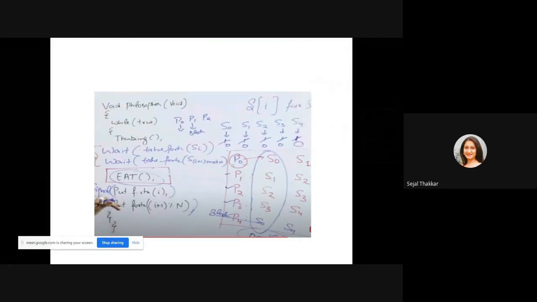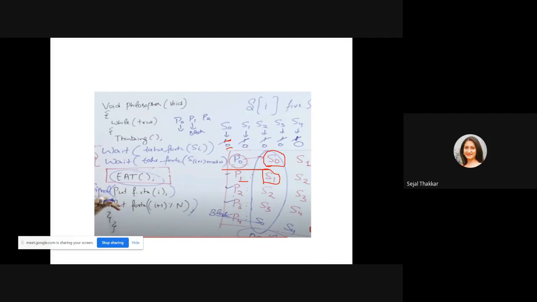See here, P0 has first entered into the critical section and blocked one fork, or semaphore, S0, right? So the value of S0 will become 0 from 1. Now P0 got preempted, and now P1 is going to enter into the critical section, and he has also taken the S1 semaphore, and it will make the value of S1 from 1 to 0, and is preempted.